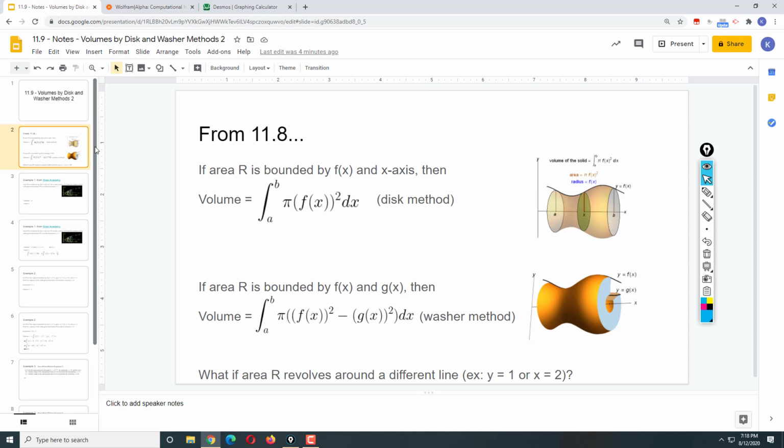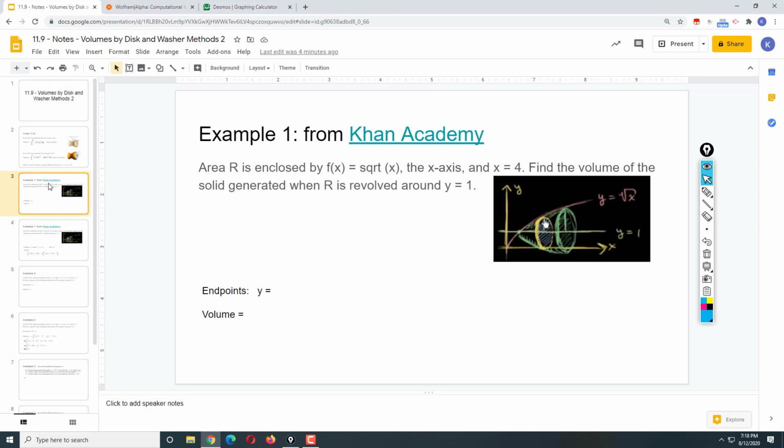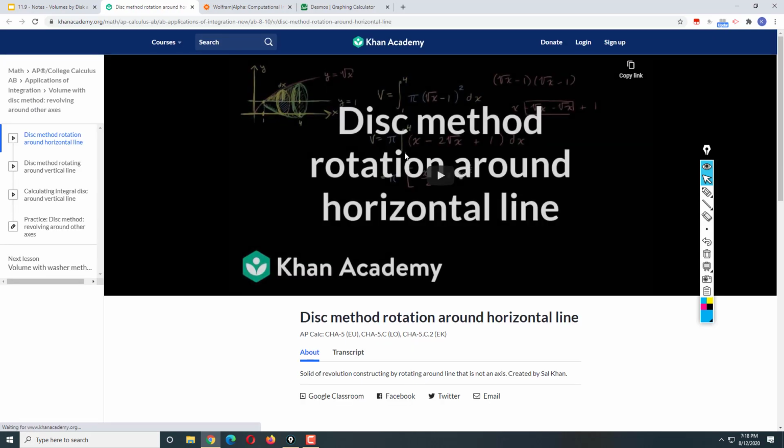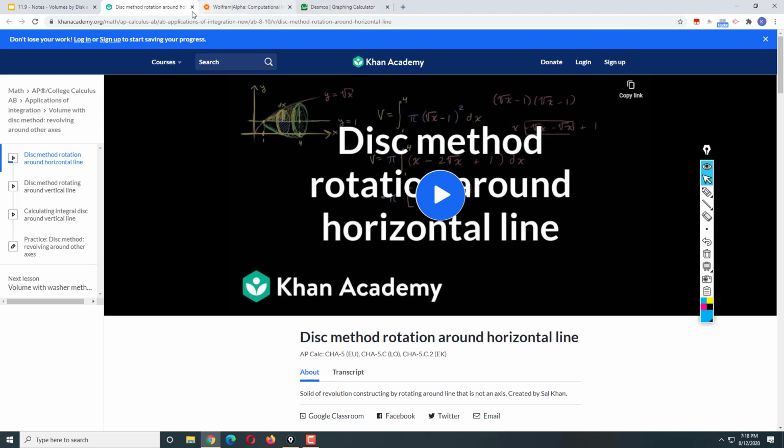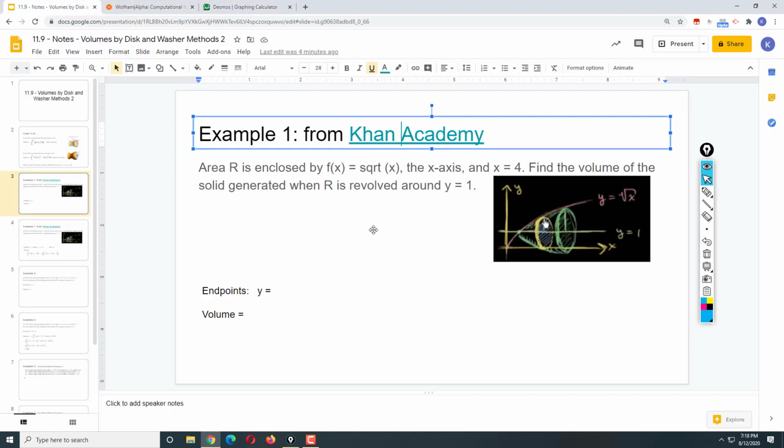But that's assuming that our area revolves around the x or the y axis. What if area R revolves around a different line, like y equals 1 or x equals 2? Well, here's an example. This is from Khan Academy. I have put the link in the notes. Sal Khan makes a nice video going through the calculations of this problem in detail. So you can always click the link and go there. I'm going to focus on the main points.